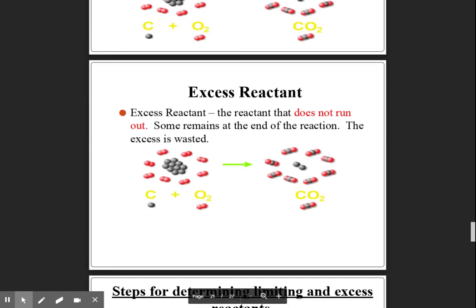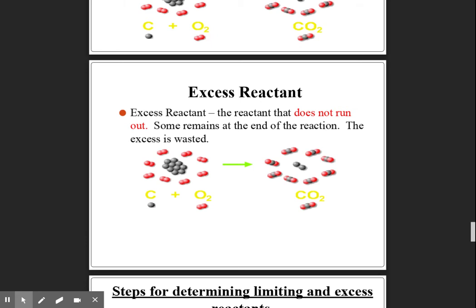However, the excess reactant is the reactant that does not run out during the process of the reaction. So if it does not run out, there's going to be some left over. When we finish the reaction, there will always be some of the excess reactant left over. In a lab situation, this would be wasted reactant because it cannot be used to produce the product. Back to the car analogy, you would have 3 tires left over, 3 tires in excess that we can't really use for anything, they're just there.